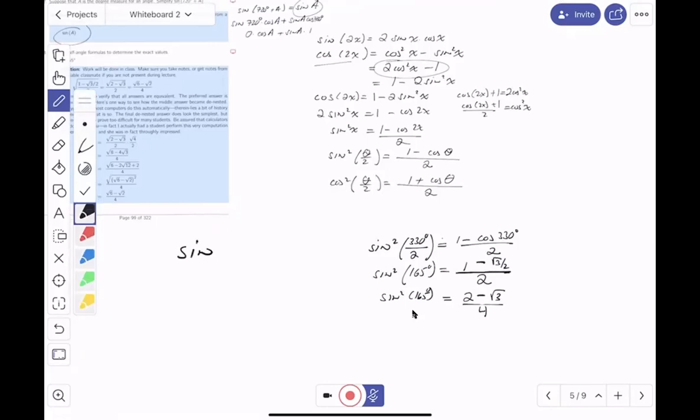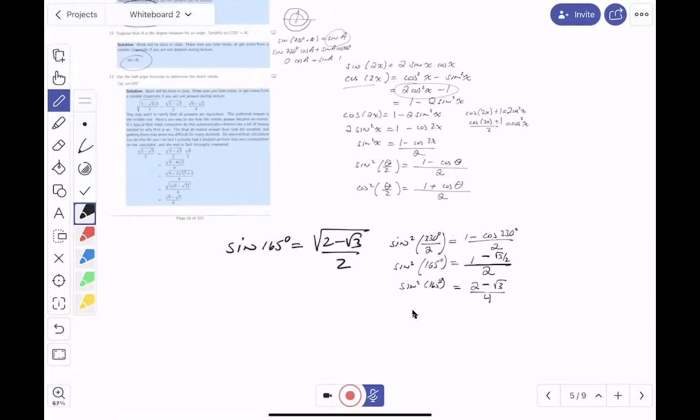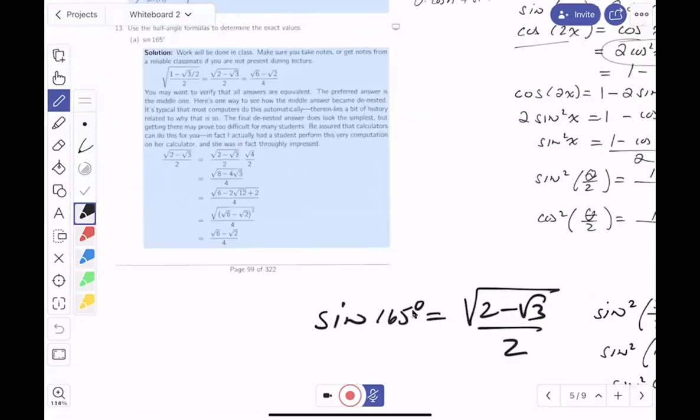Sine, that's going to be the square root of that, which is going to be 165 degrees. It's going to be the square root of 2 minus root 3 over 2. And that's the answer they're providing over here. Let me point that out to you. That answer is right here. I do want to point out I do a lot of work on that one; you're not expected to do all the work on it. All right, so I got that covered.